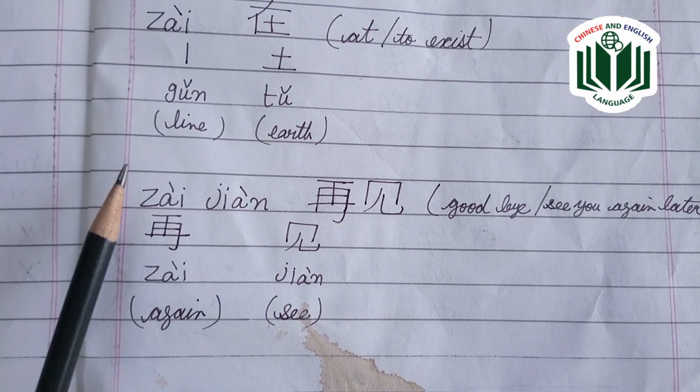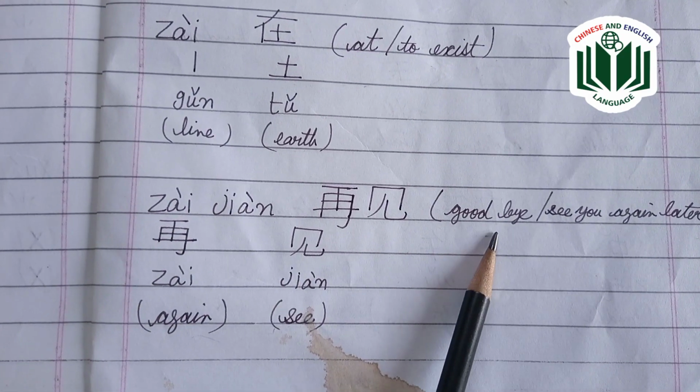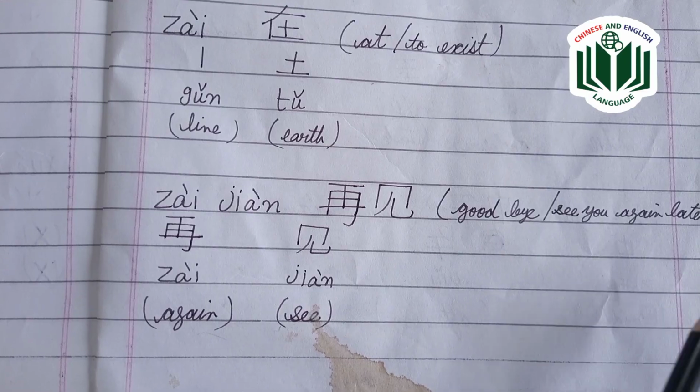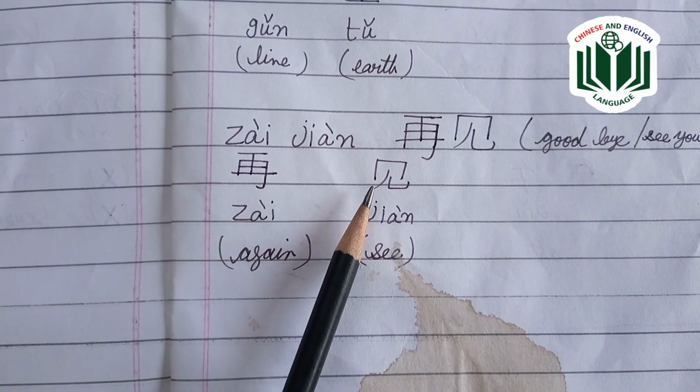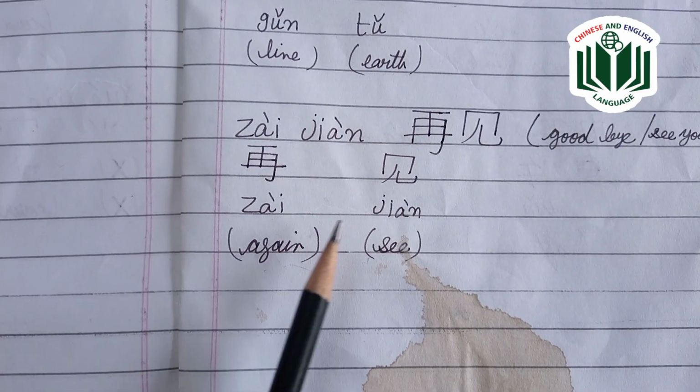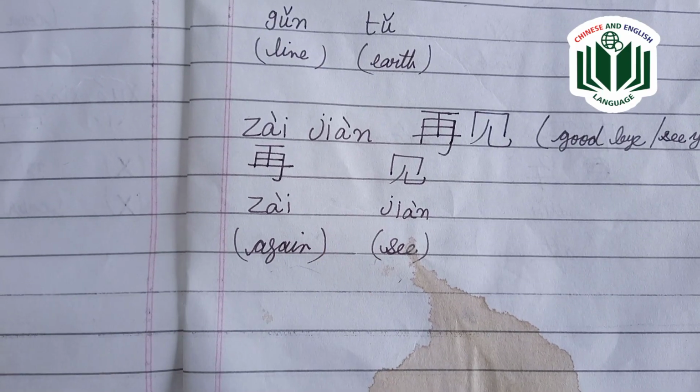Zàijiàn. Zàijiàn means goodbye, see you again later. It has the radicals zài, again, and jiàn, see.